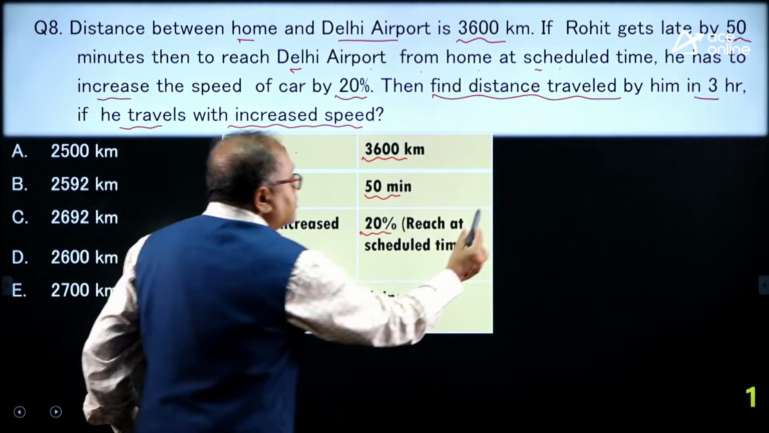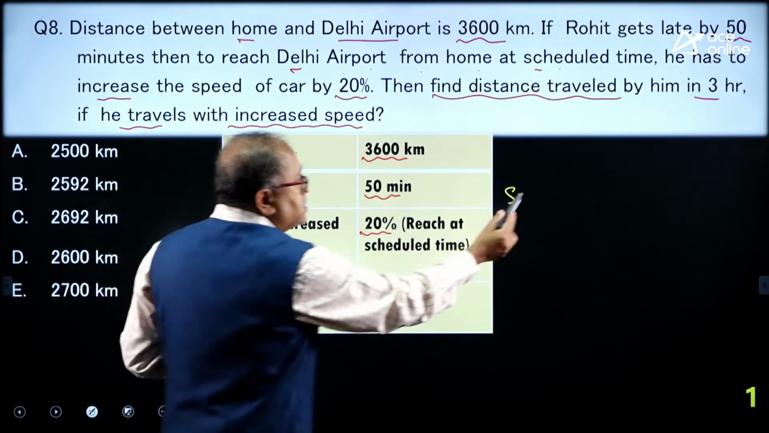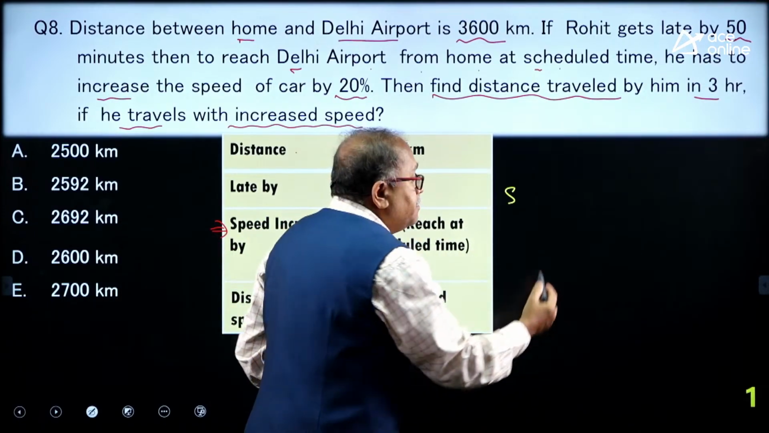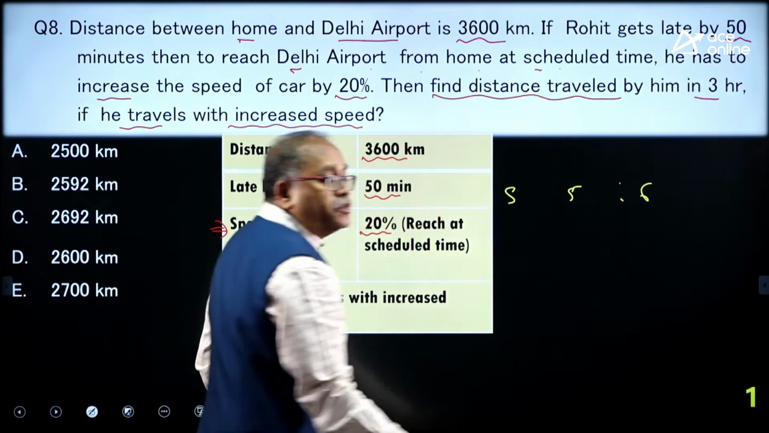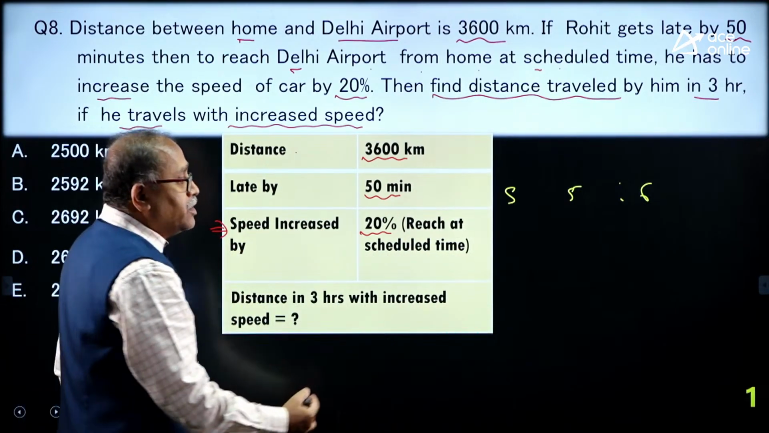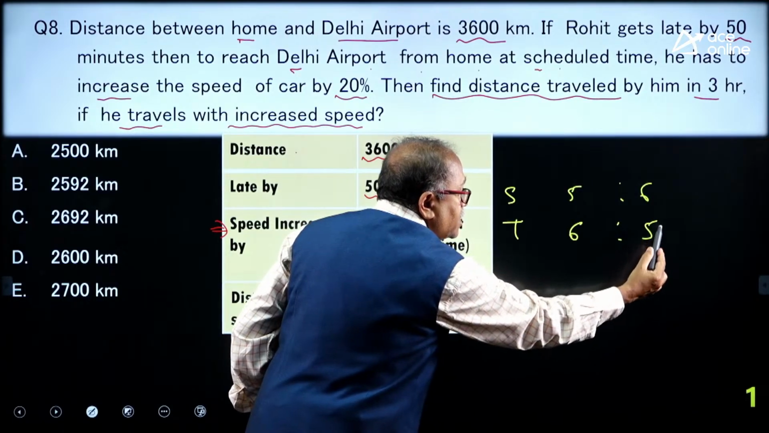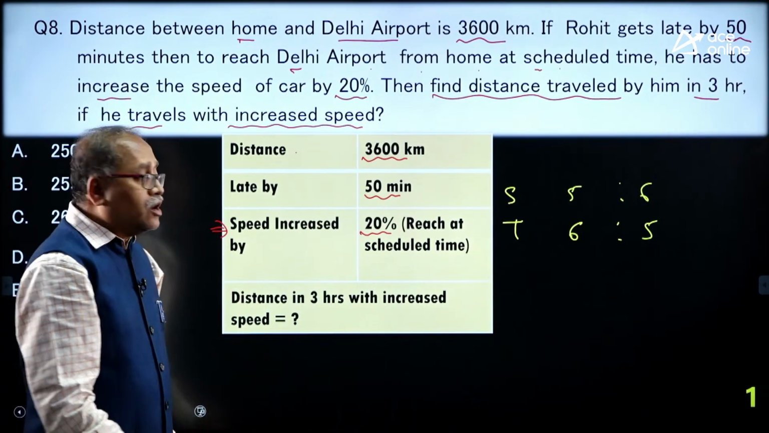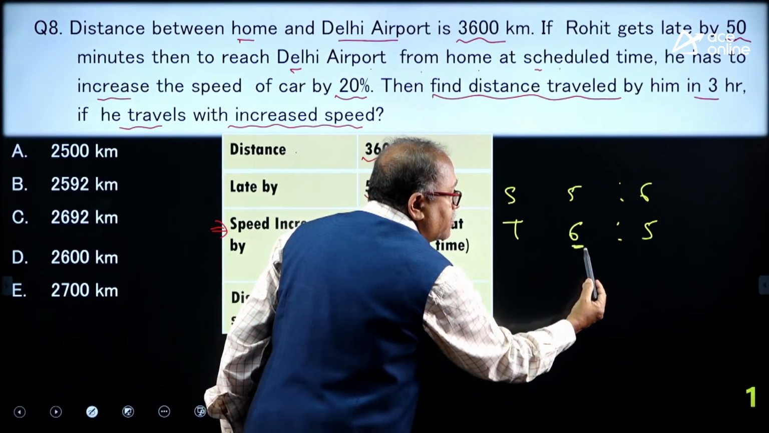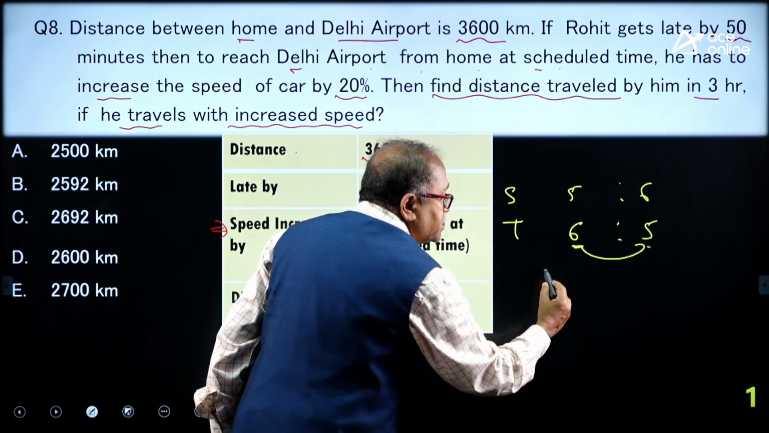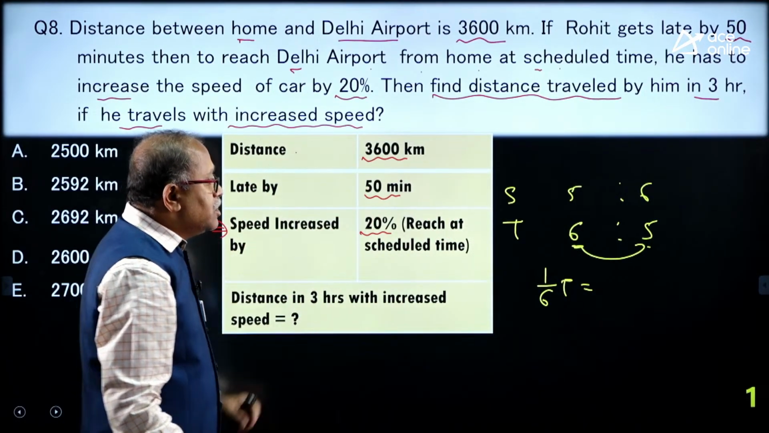So when you talk about speed 1 to speed 2, speed 1 is 100, speed 2 is 120, that is 5:6. That is the speed 1 to speed 2 ratio. And what is the time 1 to time 2 ratio? It varies inversely. So how much time is saved? 1 part out of 6 parts. Look at this, 1 part out of 6 parts. That means 1/6 of the time is saved, and that is equal to 50.